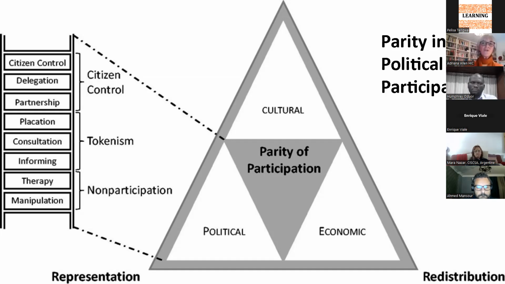So when we talk about parity in political participation, we are not talking about just more participation. We are talking about opening a very different type of participation that is not tokenistic, that is not just open to manipulation or even confined to the spheres of representative democracy.